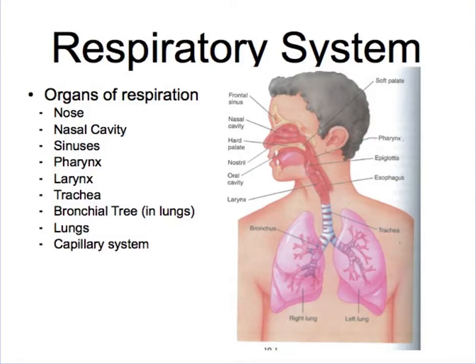Okay, some organs that are involved here. So some important pieces that we need in order to make this all work. One, we use our nose. And our nose opens into this nasal cavity, which we're going to talk about. Within your nasal cavity, you have these things called sinuses, which we'll mention. And then from there, it goes into your pharynx, then your larynx, your trachea, your bronchial tree, which are these branches here off your trachea. Then into your lungs, into your capillary system, then it's in your blood. And we're going to talk about all of that, but those are just kind of the basics on the organs of your respiratory system.